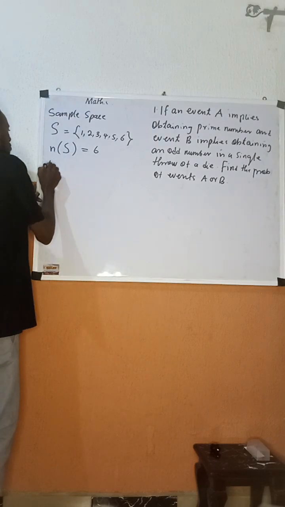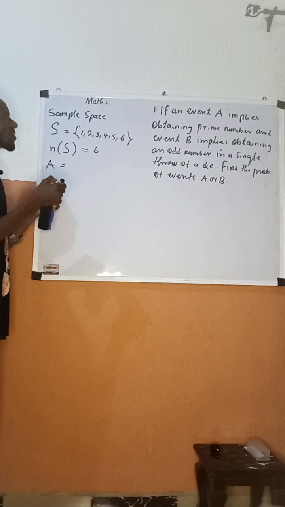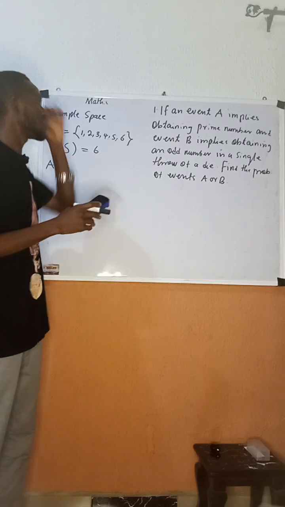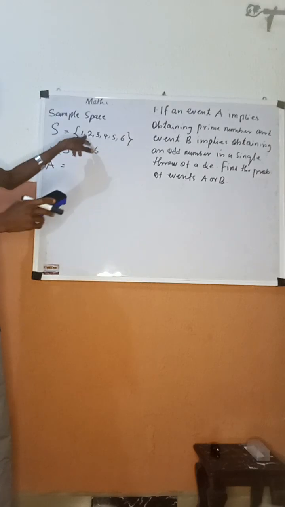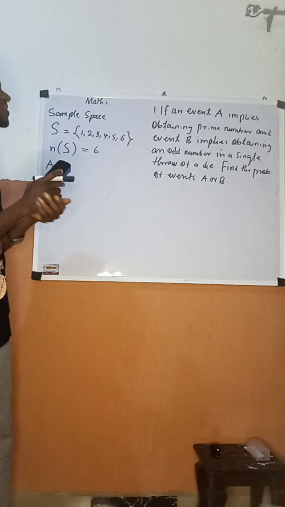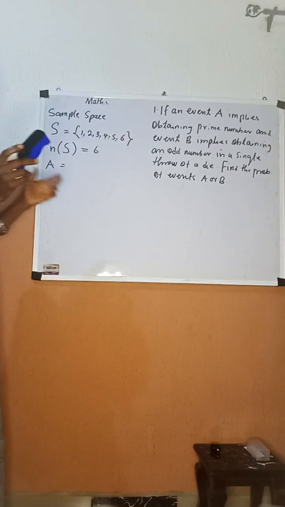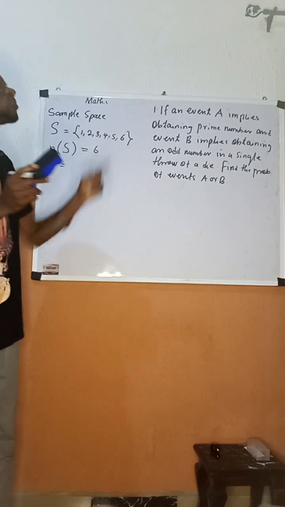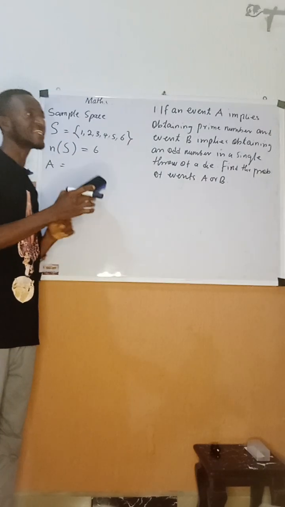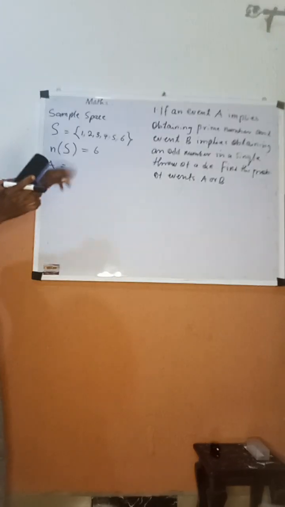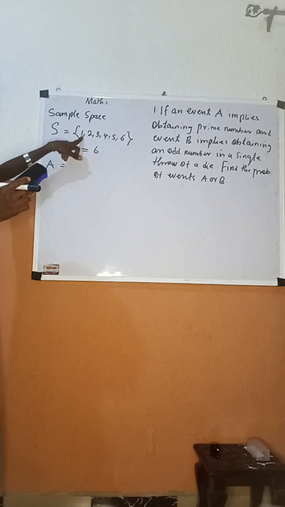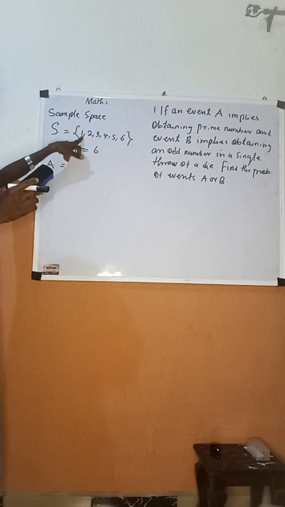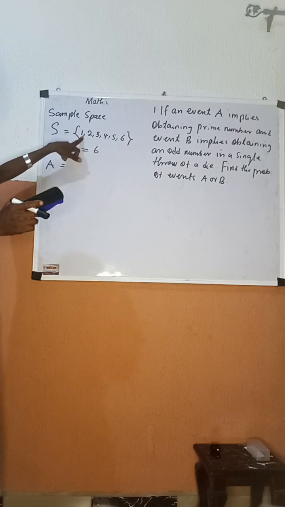Then we come to a set A. We are talking about a set A, which is a set containing all the prime numbers that are found between 1 and 6 inclusive. Of course, a prime number is a number that has two factors, 1 and itself. So in that case, 1 does not qualify to be a prime number because it doesn't have two factors.